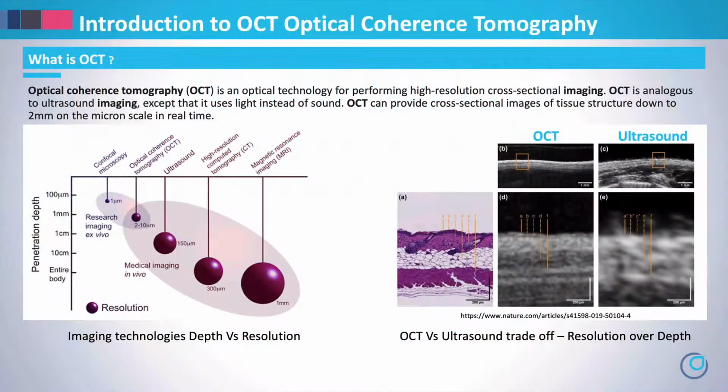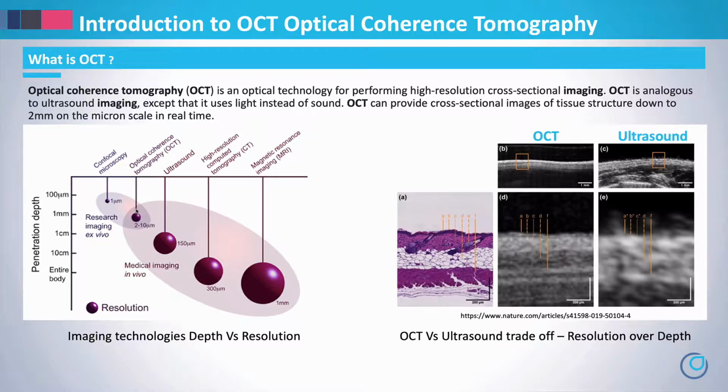So by way of introduction, OCT is Optical Coherence Tomography. This is an optical technology for performing high-resolution cross-sectional imaging. OCT is similar to ultrasound imaging, except it uses light instead of sound. OCT can provide cross-sectional images of tissue structure down to 2 millimeters on the micron scale in real time, and that's reflected in this figure on the left.